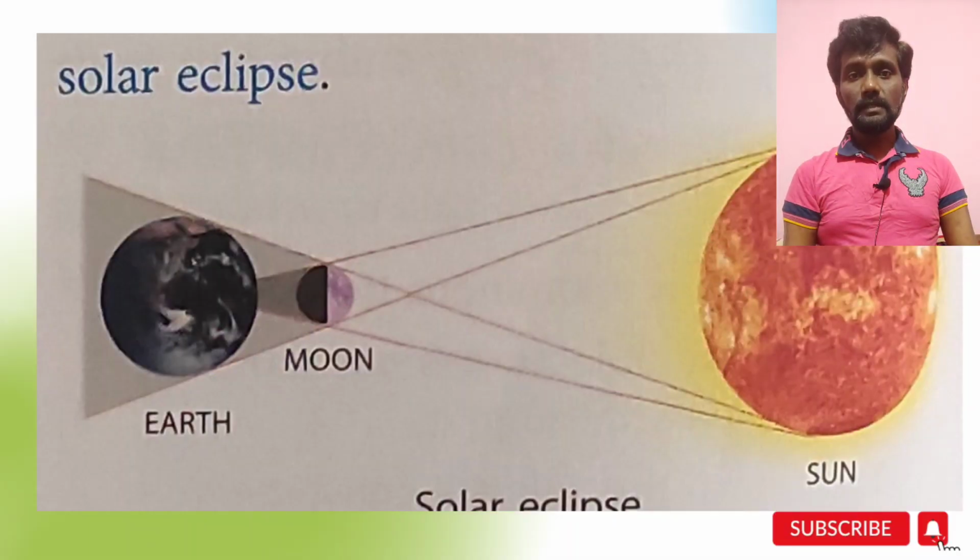When an opaque object is placed between a source of light and a screen, it blocks the path of light, forming a dark area on the screen. This dark area is called the shadow of that object.